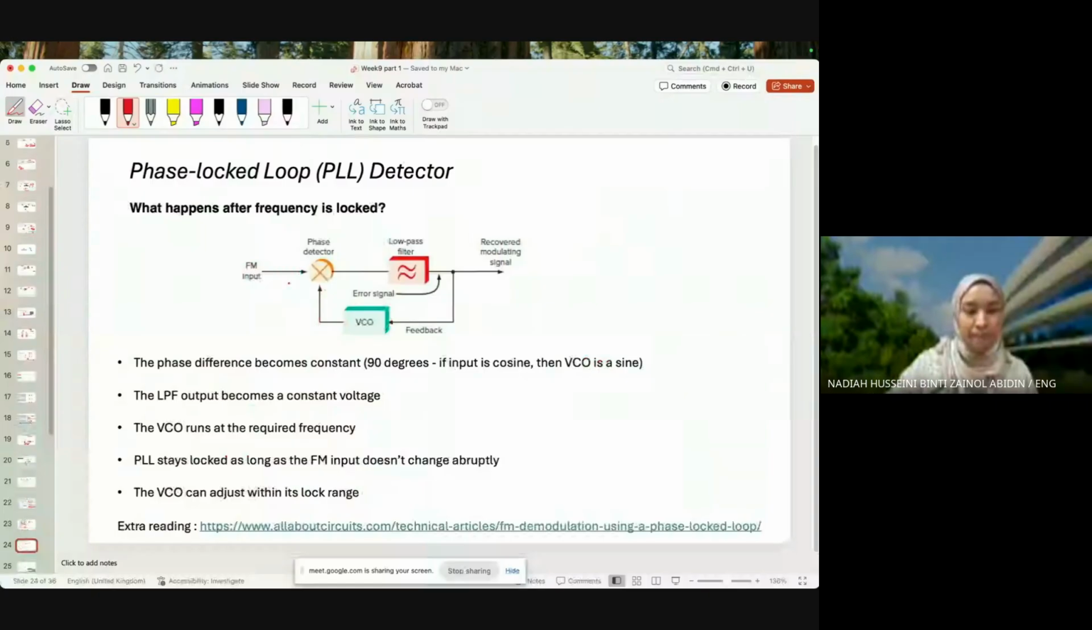So the phase difference becomes constant when it is locked. Okay, what happens when it is locked? The phase difference becomes constant, or it becomes the 0 DC voltage, 90 degrees. If the input is a cosine, because it has a 90 degrees phase shift, this will be a sine, or vice versa. If this is a sine, therefore the VCO frequency will be a cosine. The LPF output becomes a constant voltage. The VCO runs at the required frequency, and the PLL stays locked as long as the FM input doesn't change abruptly. Okay, and the VCO can adjust within its locked range.